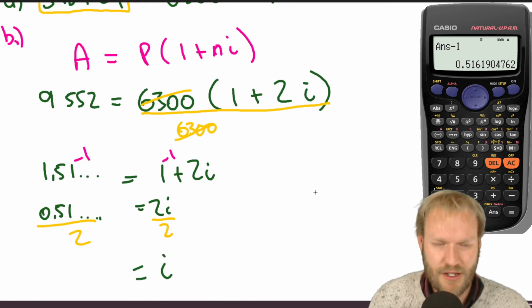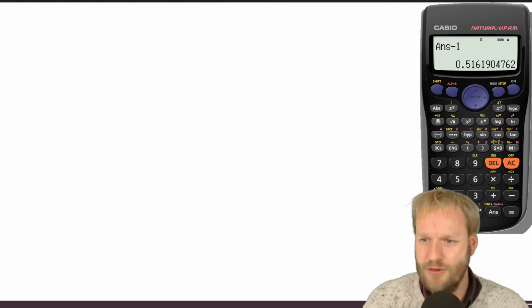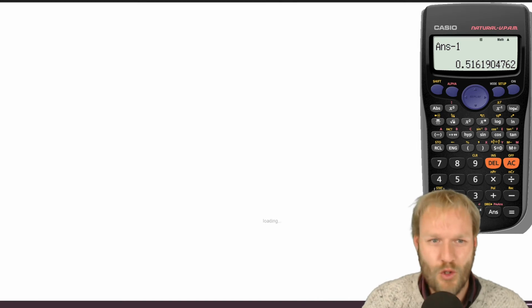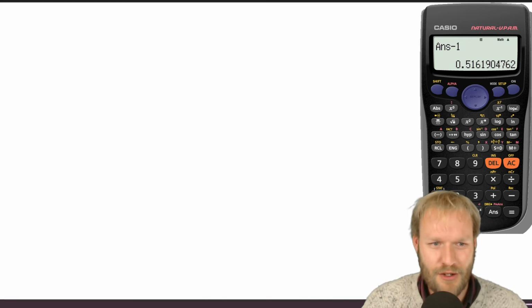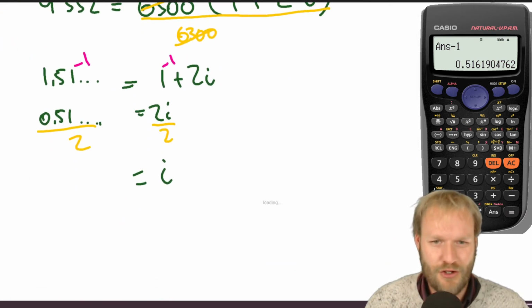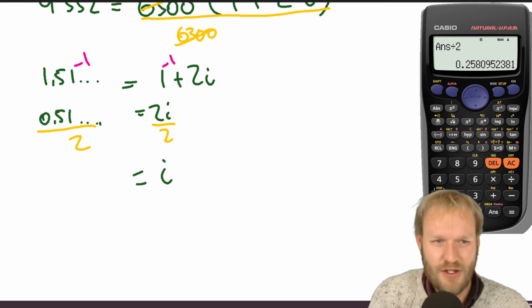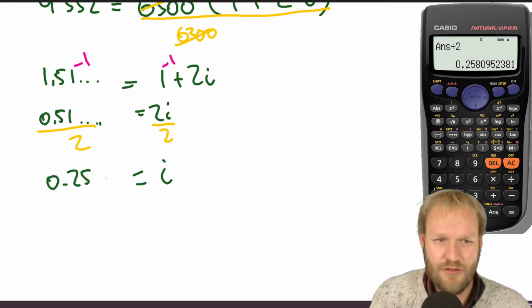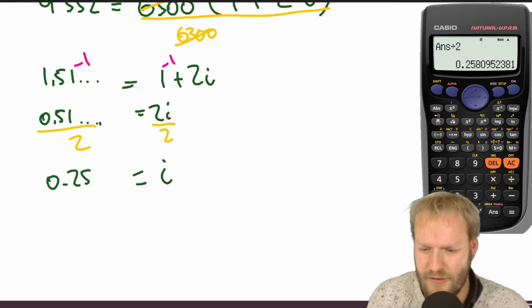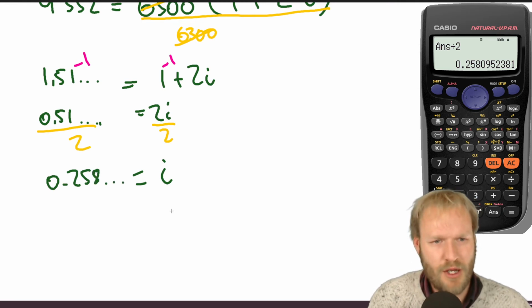And i equals... we've gone all the way to the end. No, back we go. Okay, so let's do this. We're going to divide by 2. Notice I haven't gotten rid of anything on the calculator. And I've got 0,25, what do we have? 8, and so on.